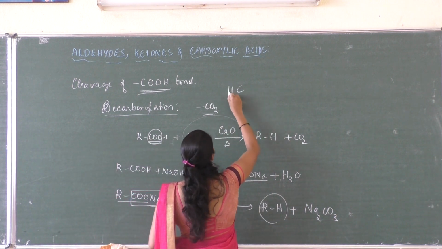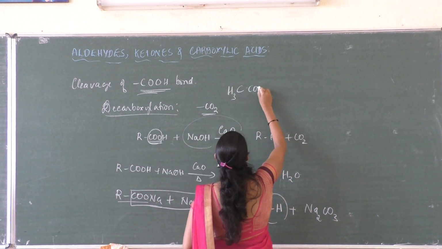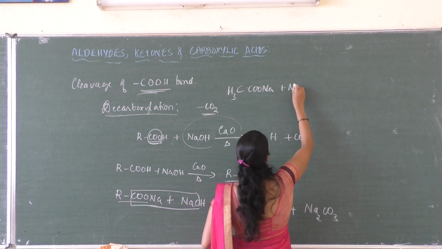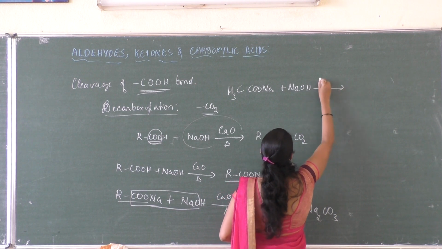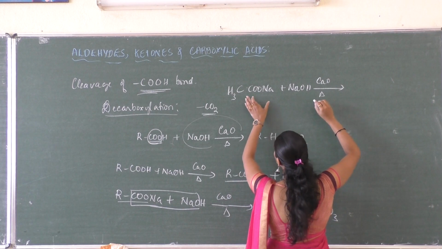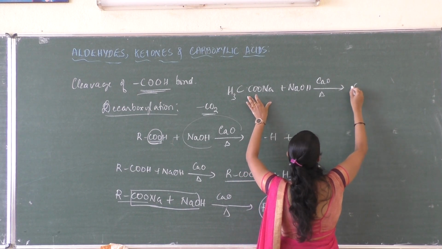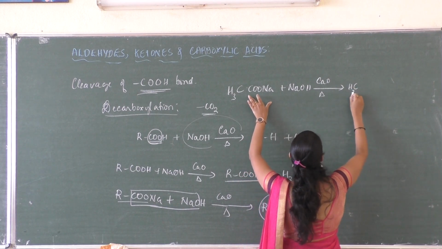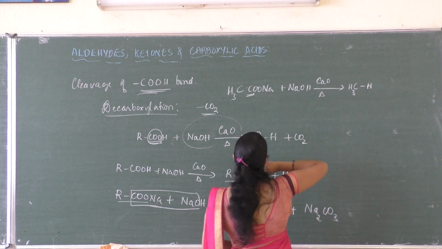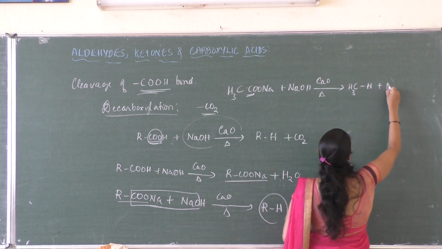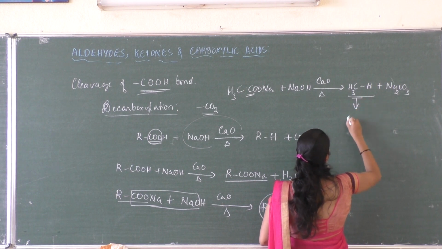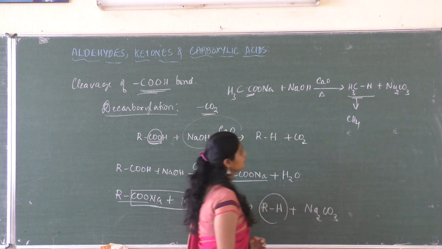Let us see the reaction. This is the case: sodium acetate is treated with sodium hydroxide and calcium oxide and heated. So removal takes place so as to form CH3 and then hydrogen. So here the difference is that one carbon has been decreased, plus Na2CO3. This is nothing but CH4.